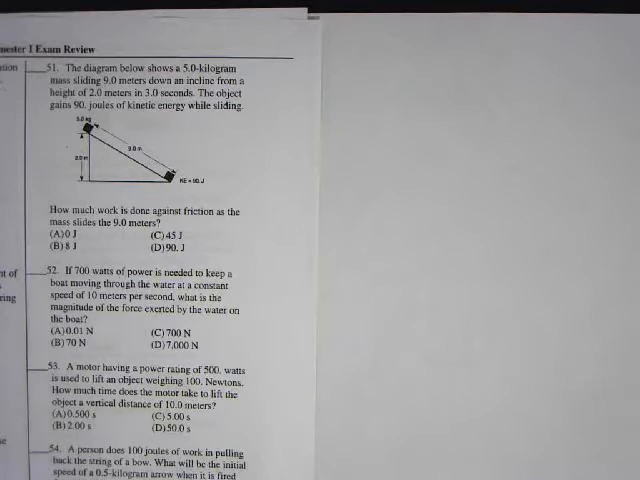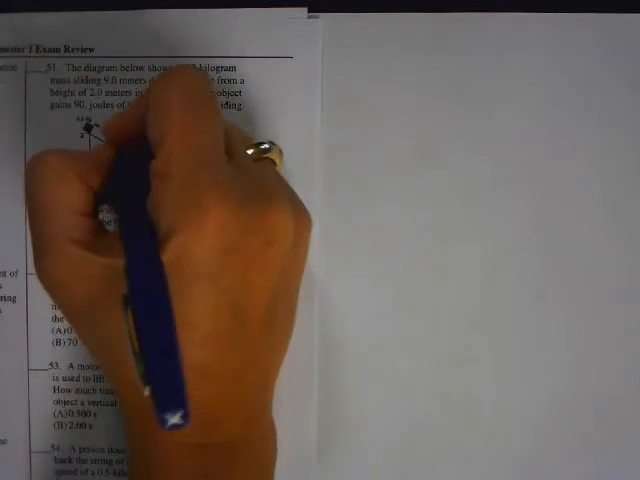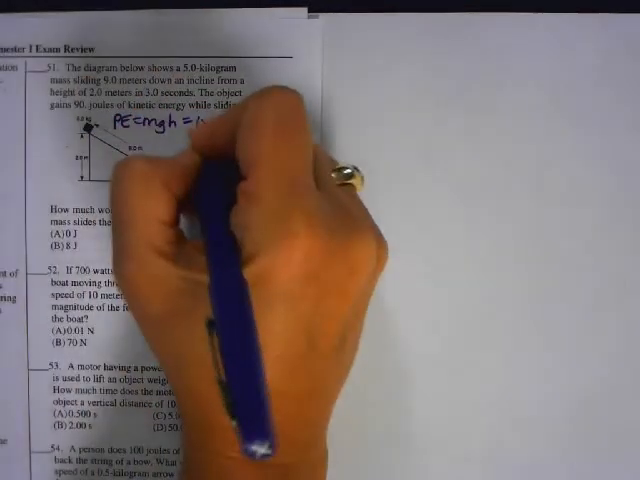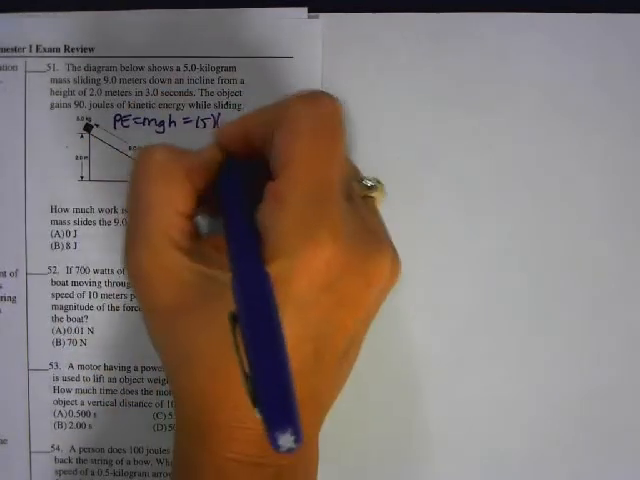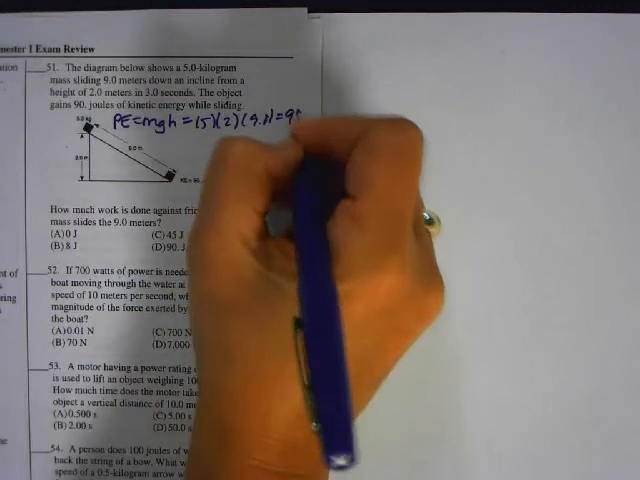Number 51. The diagram below shows a 5 kilogram mass sliding 9 meters down an incline from a height. The object gains 30 joules of kinetic energy. So we're going to do conservation of energy. How much work is done against friction? Well, at the top, my total energy here is going to be mgh. So it's going to be 5 times the height, 2, times 9.8. So my total energy up here is 98 joules.